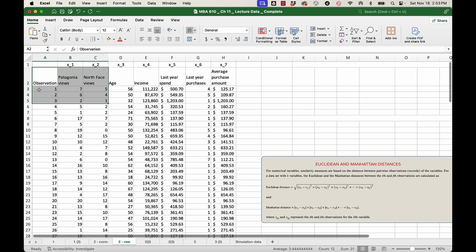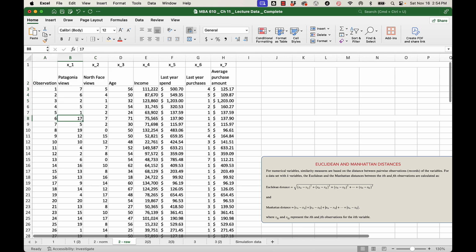Here they are again, observations 1, 2, and 3, and we've got the number of screen views for Patagonia, the number of screen views for North Face, but we also have their age, their income, how much they spent with us last year, the number of purchases they made last year, and their average purchase amount. And now if I want to segment them, I'm not going to calculate a pairwise observation and compare each of them. R is going to do that. But I want to draw your attention to a problem and show you how we solve it.